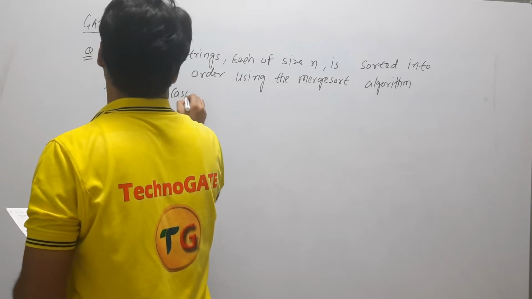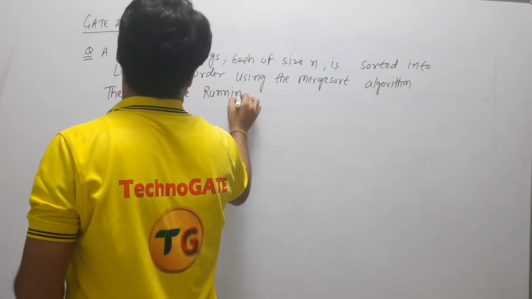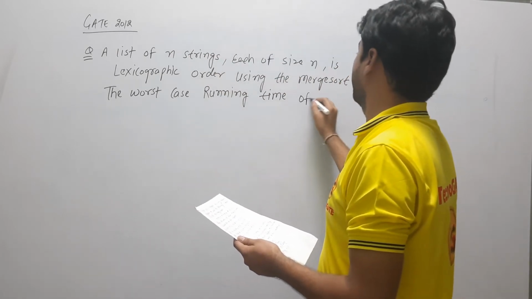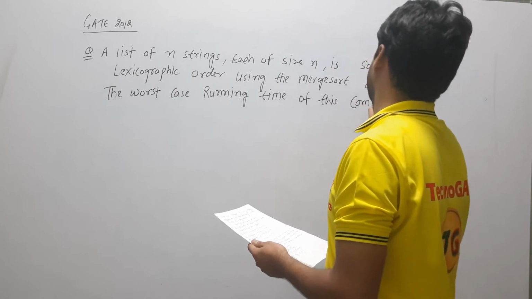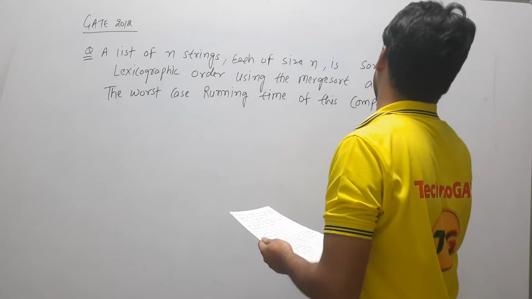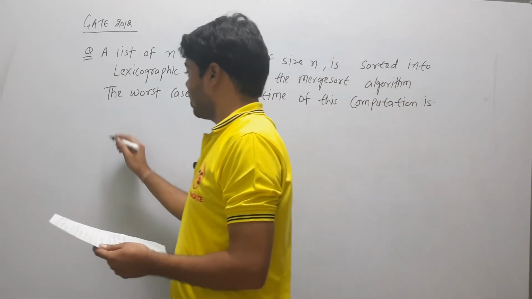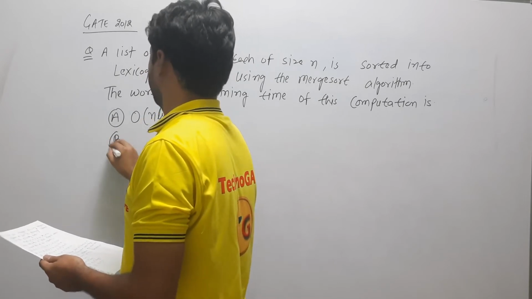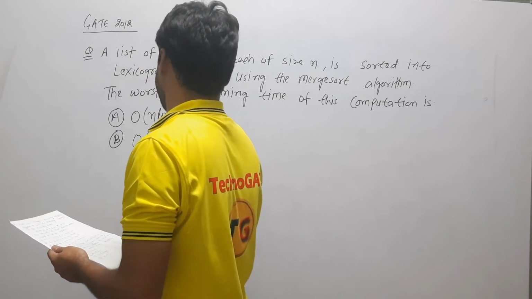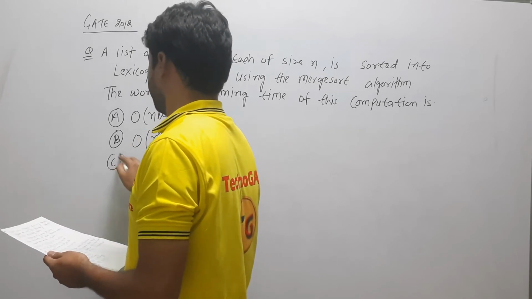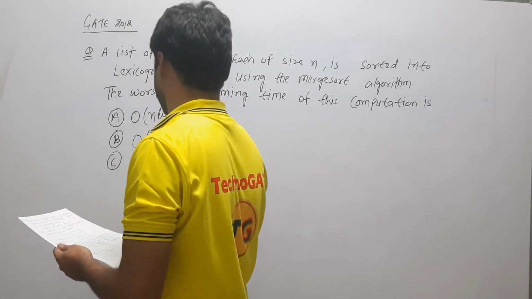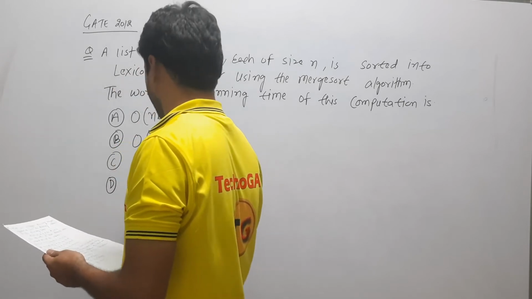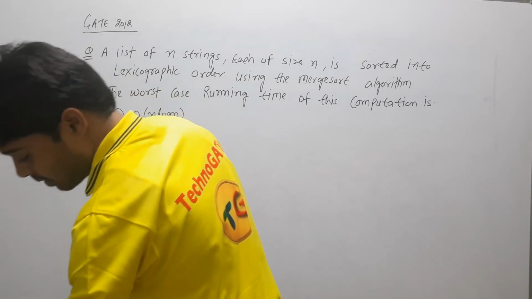The worst case running time of this computation is: option A is order of n log n, B is order of n square log n, C is order of n square plus log n, and D is order of n square. Clear?